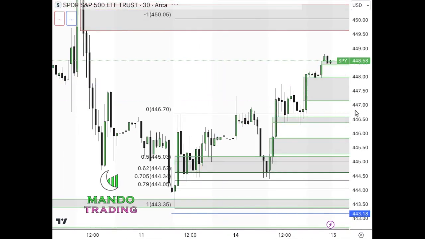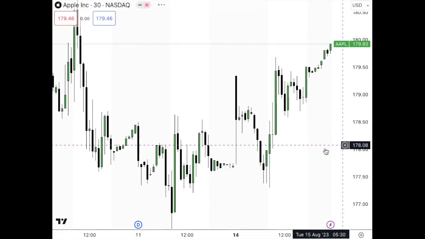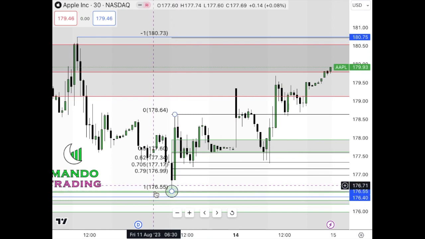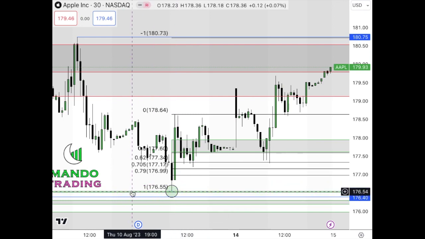We could take a look at Apple here. Apple's got something very similar in that we set our low, right? Bounce perfectly off this bullish.